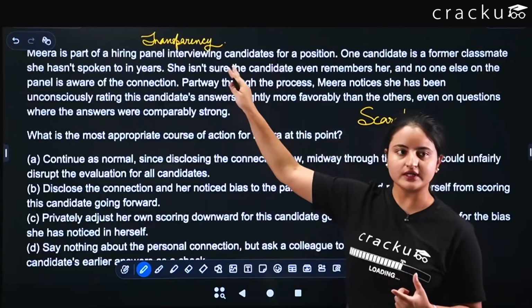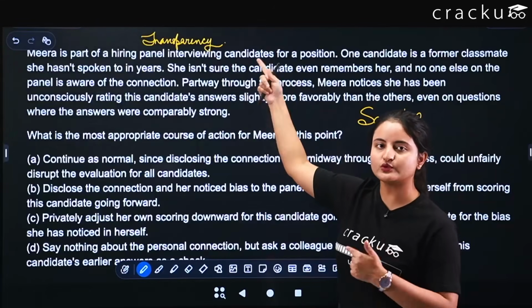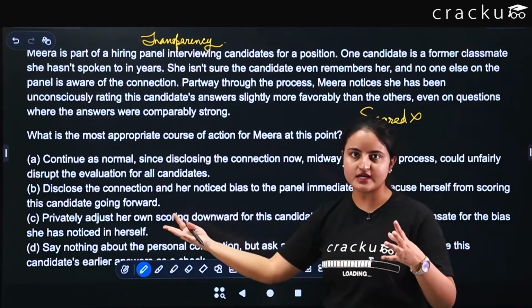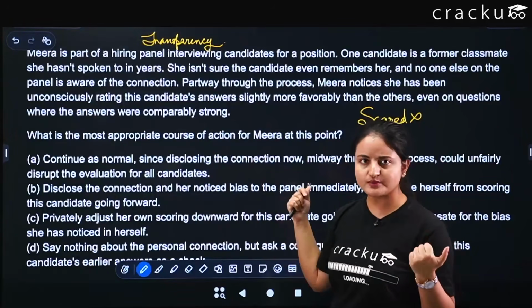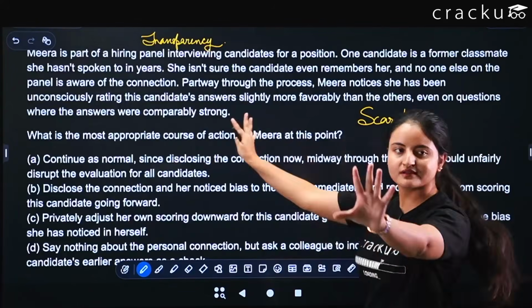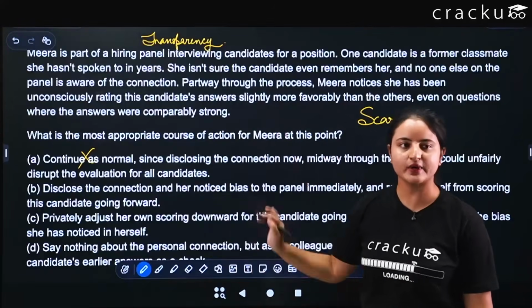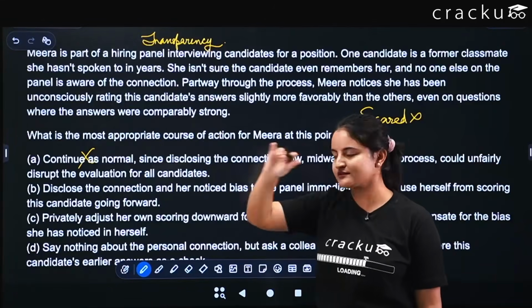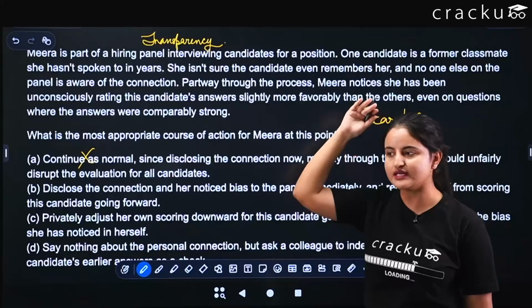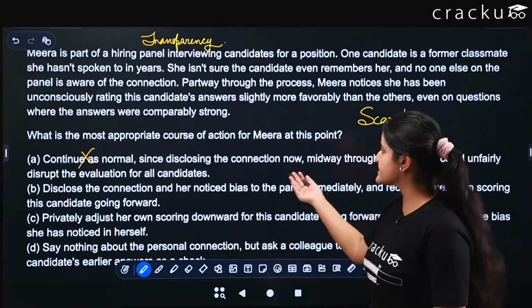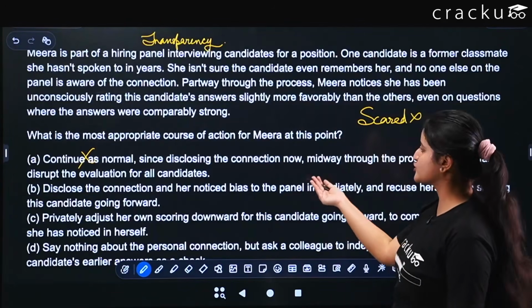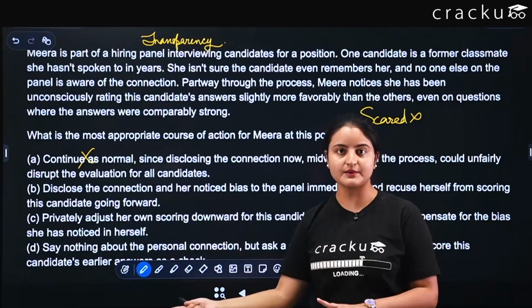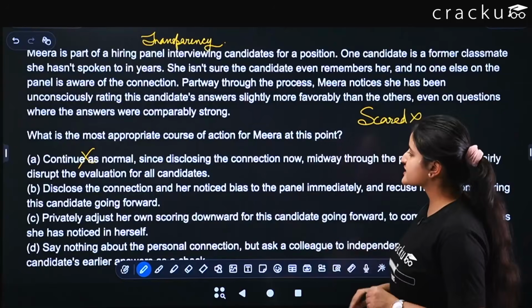So while reading only, because we went through the theory, we went through the traps, we know it's a transparency issue. And she needs to be transparent. This much we know. Let's look at the options. Continue as normal. Cross. This is how quick you should be. Any option which is saying continue the status quo, don't do anything, remove it. It's 9 out of 10 times wrong. Since disclosing connection now midway through the process could unfairly disrupt the evaluation. They will provide a reasoning for the wrong step. Do not fall for it. It's wrong.